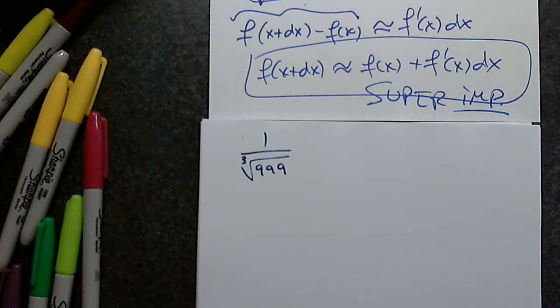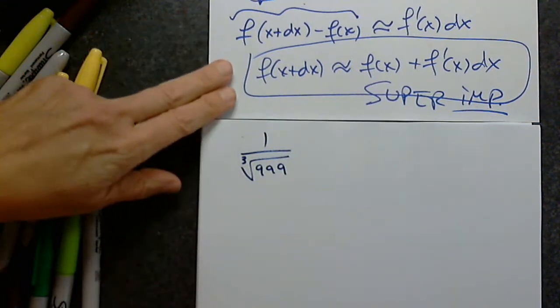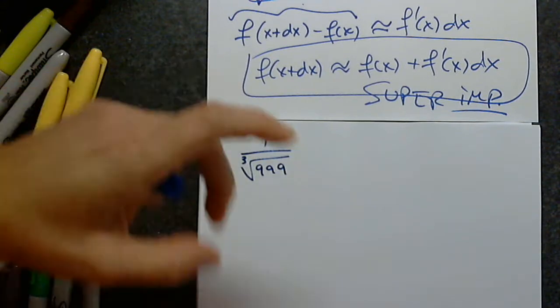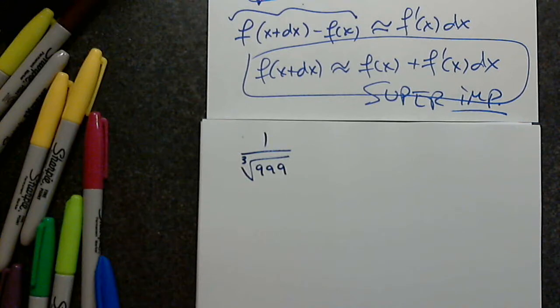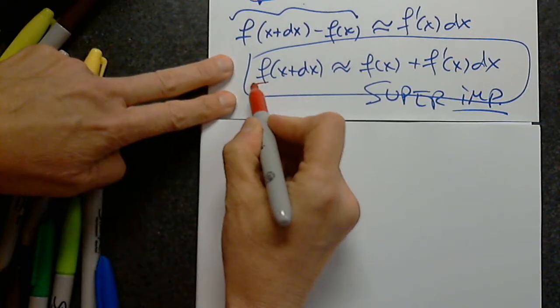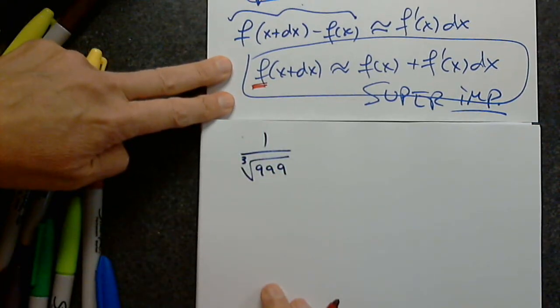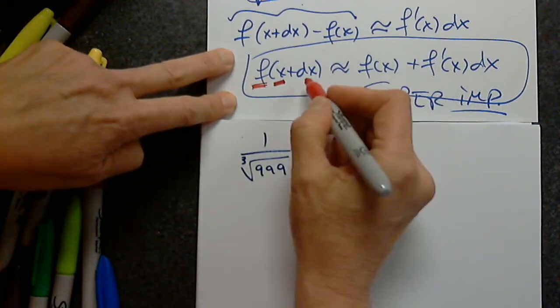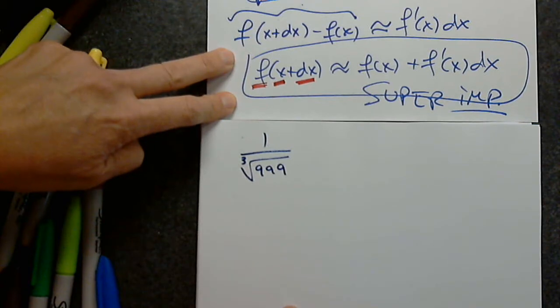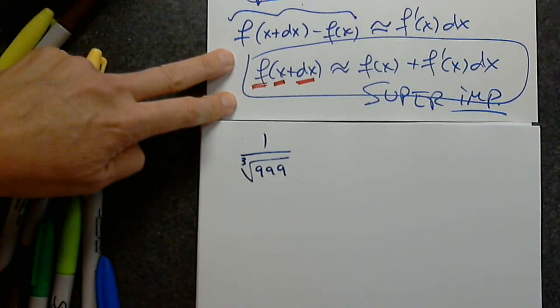How will I determine this? Plugging it in the calculator, right? Okay. So I need to identify a few things. And what are those things? I'm going to highlight them in red. I need to identify the function I'm talking about, the x that I'm talking about, and the minor change. And then the rest will fall into place.